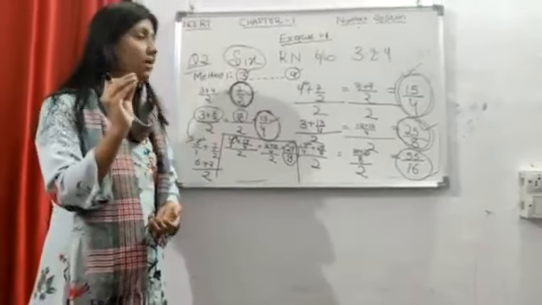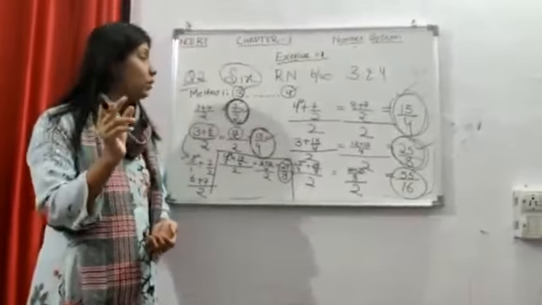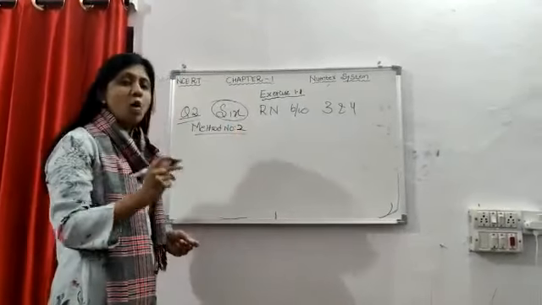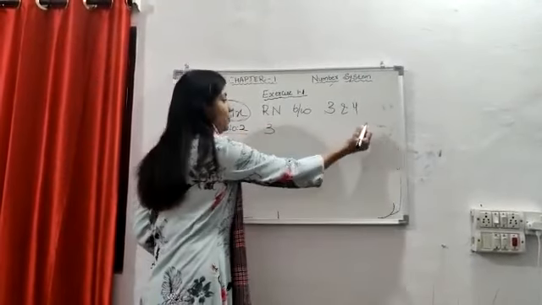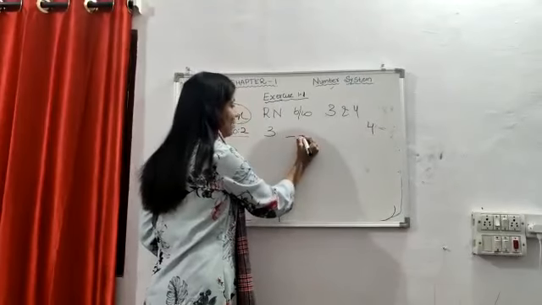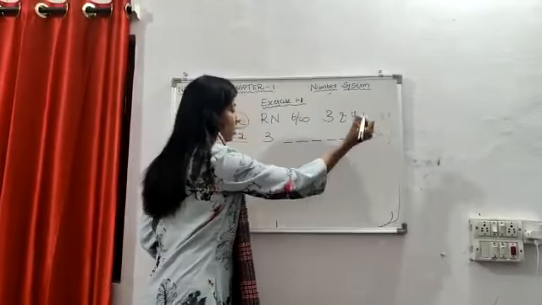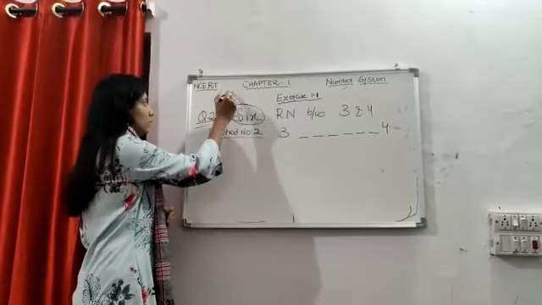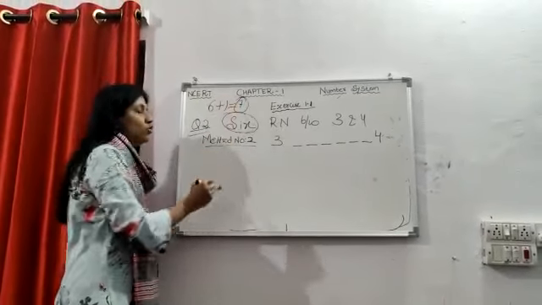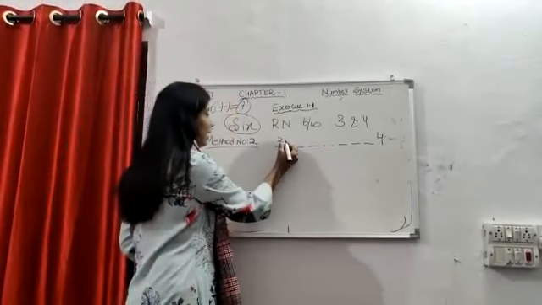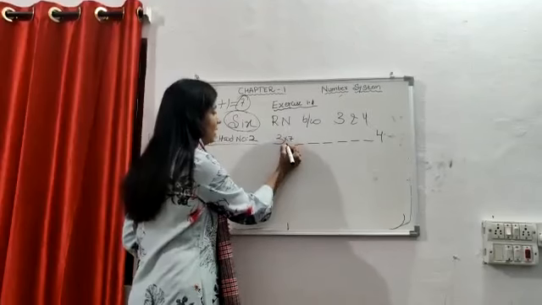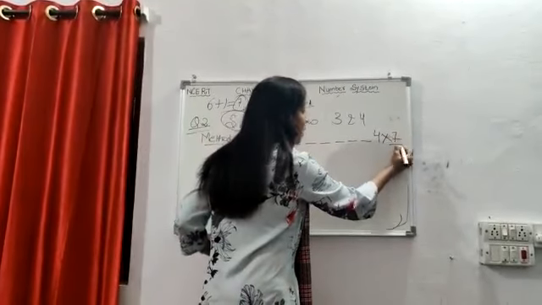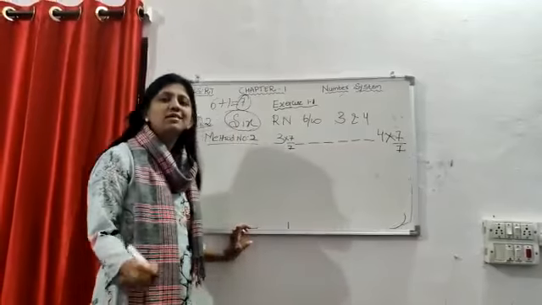Now we will see a very simple method which we can do in 1 minute. In method number 2, first of all I want to know how many numbers I need to find. I need to find 6 numbers between 3 and 4. Since I have to find 6 numbers, what is 6 plus 1? 6 plus 1 is 7. So I will multiply the first number by 7 and divide it by 7. Similarly, the last number also I will multiply by 7 and divide by 7.